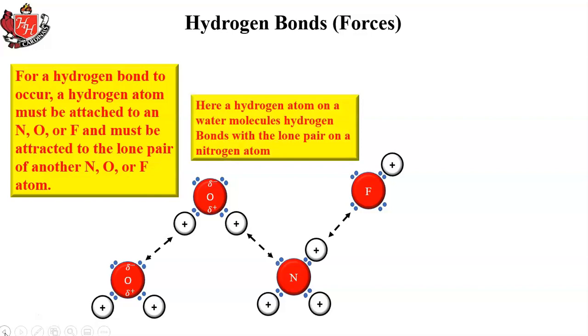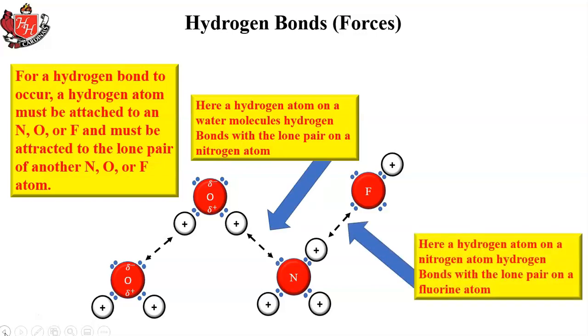Now, here a hydrogen atom on the water molecule bonds with a lone pair on a nitrogen atom. So in other words, you can mix and match. It can be a molecule with an oxygen atom, the hydrogen atom attached to an oxygen atom bonding with the lone pair on a nitrogen or even a fluorine atom. So you'll see that in the middle there, where that middle set of arrows is, that plus sign, that hydrogen atom is being pulled and attracted to the lone pair on the nitrogen. So right there.